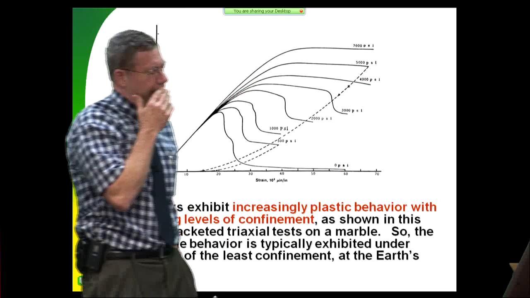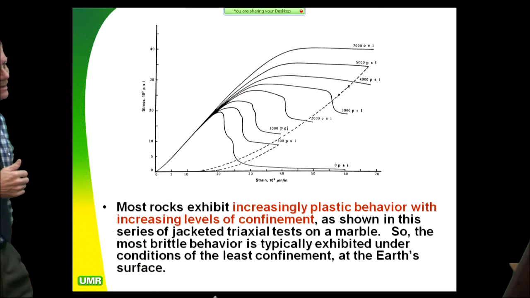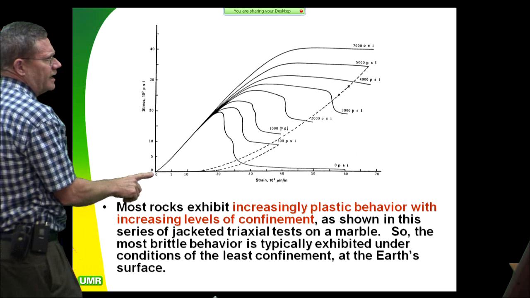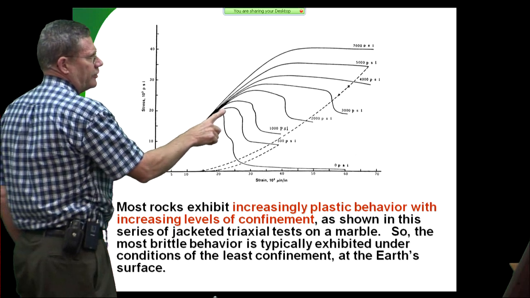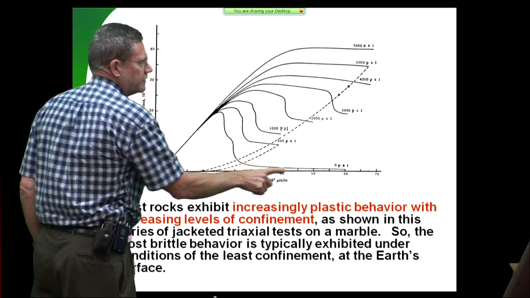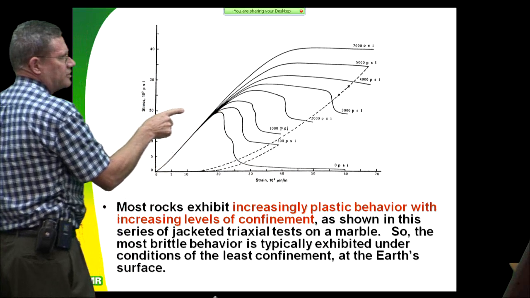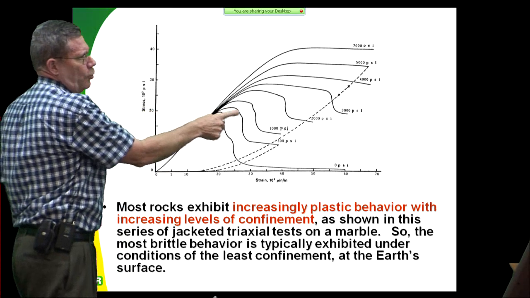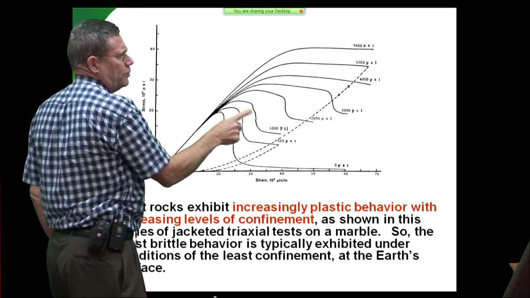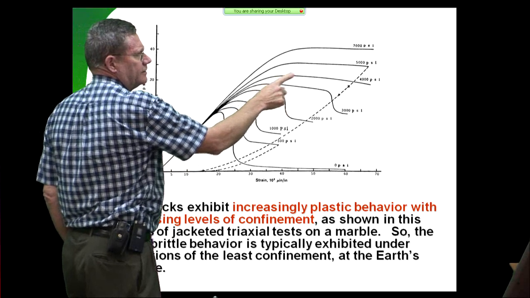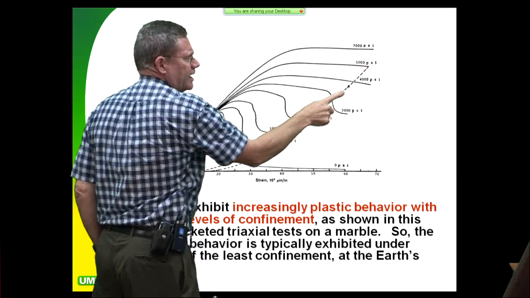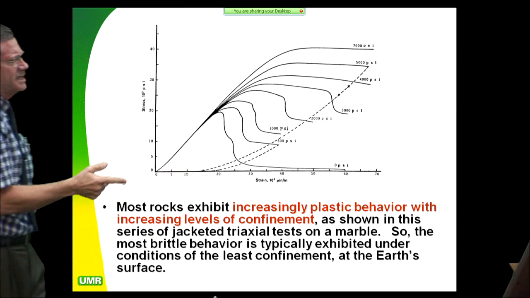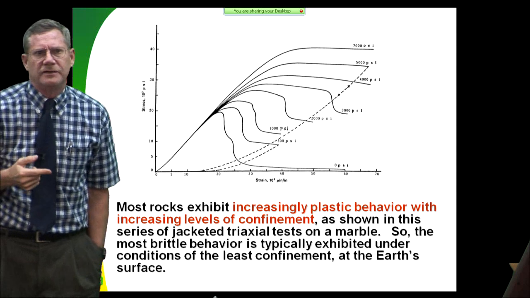Now, here's another example of that. This is some work done by Bill Brace at MIT, again in the late 60s, where they're taking marble and they're jacketing it. So here's the unconfined compression test with full range stress strain curve. And there's the strength. You say, well, that's the intrinsic strength. Well, that's the intrinsic strength when it's unconfined. What if I add more and more confinement? Well, if I add more confinement, it gets more and more plastic. See that? And here's that line that you never get under, coming down like that.